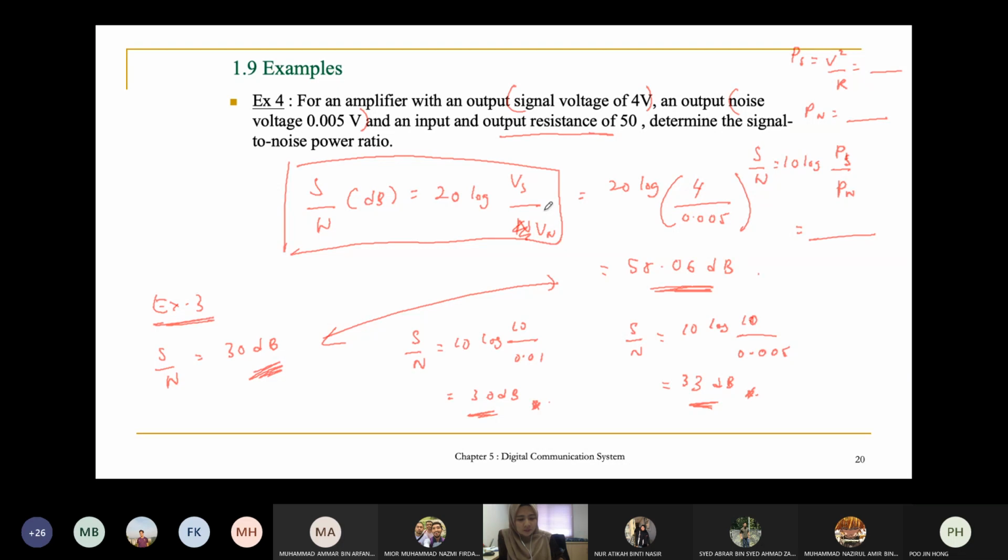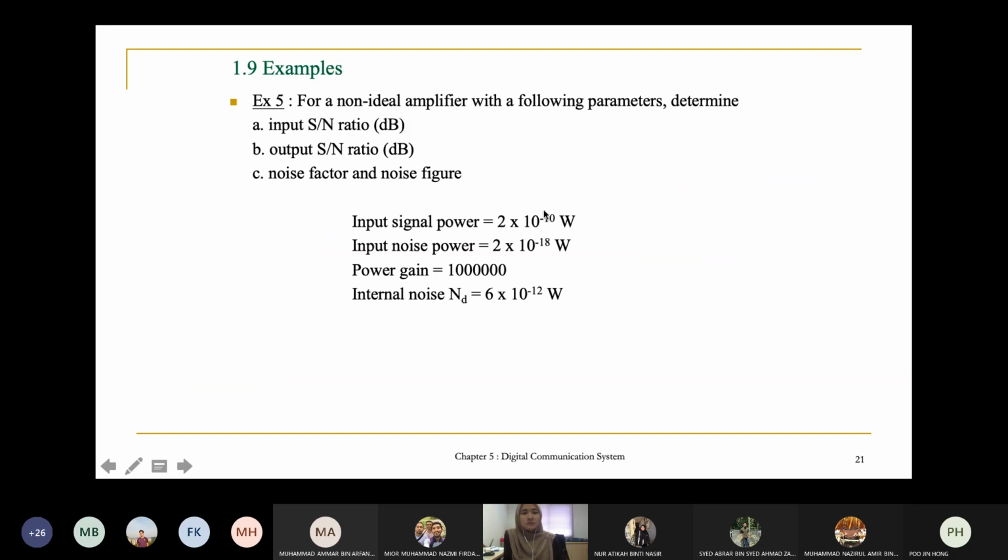Okay, so next example, example 5. Okay, example 5, for a non-ideal amplifier. Kat sini dia dah state non-ideal. Kelas awak tak ada foreigner kan? Saya cakap BM ni tadi. Okay, so tak ada.